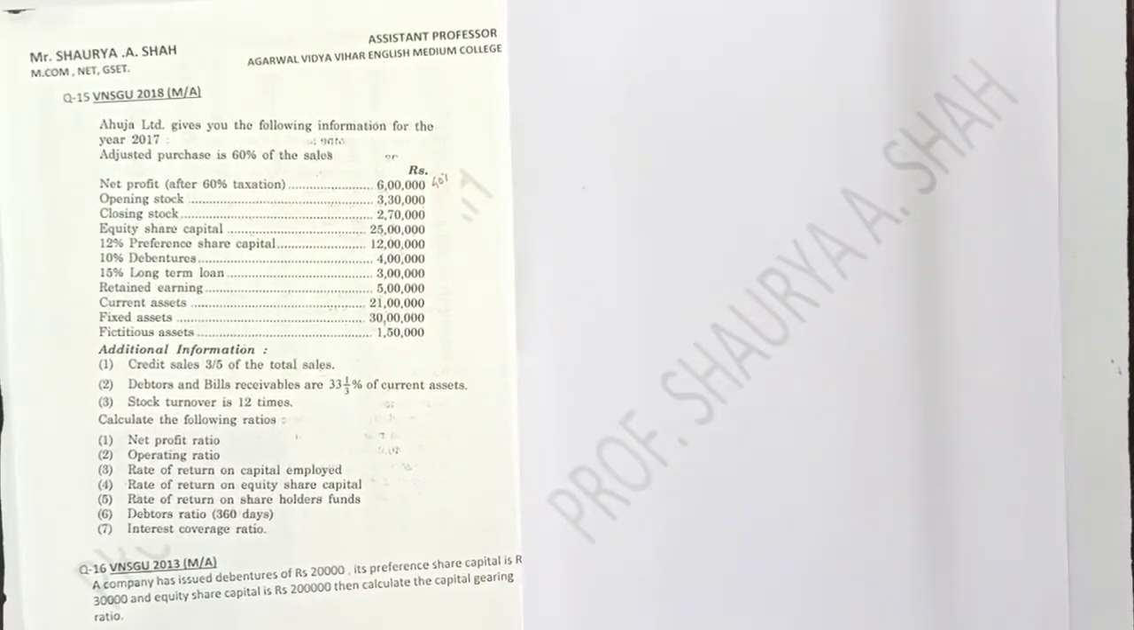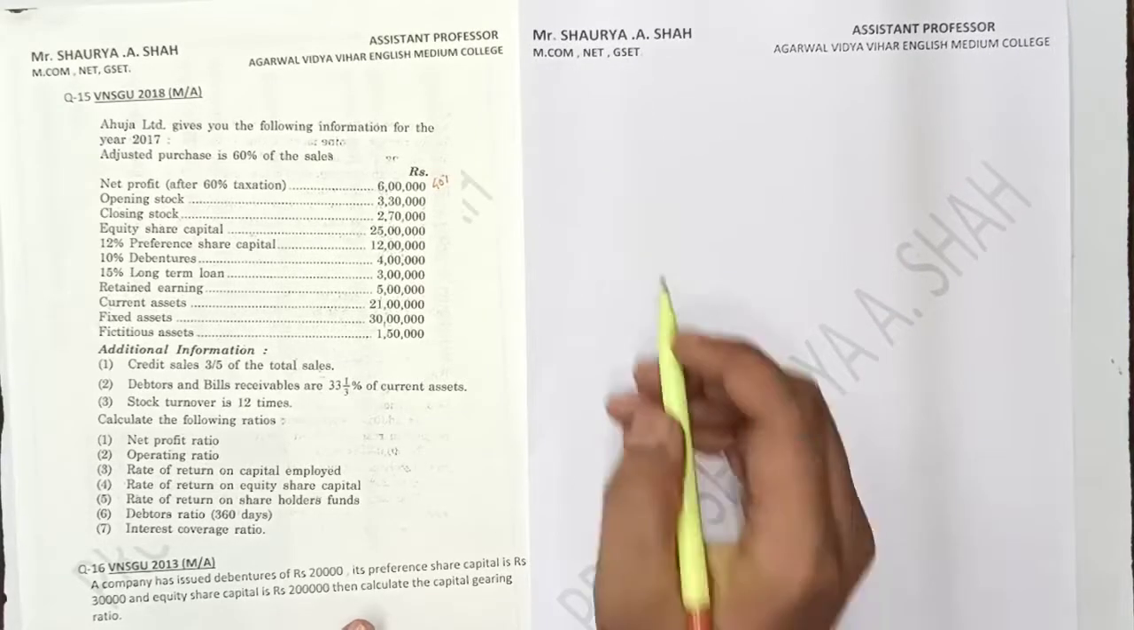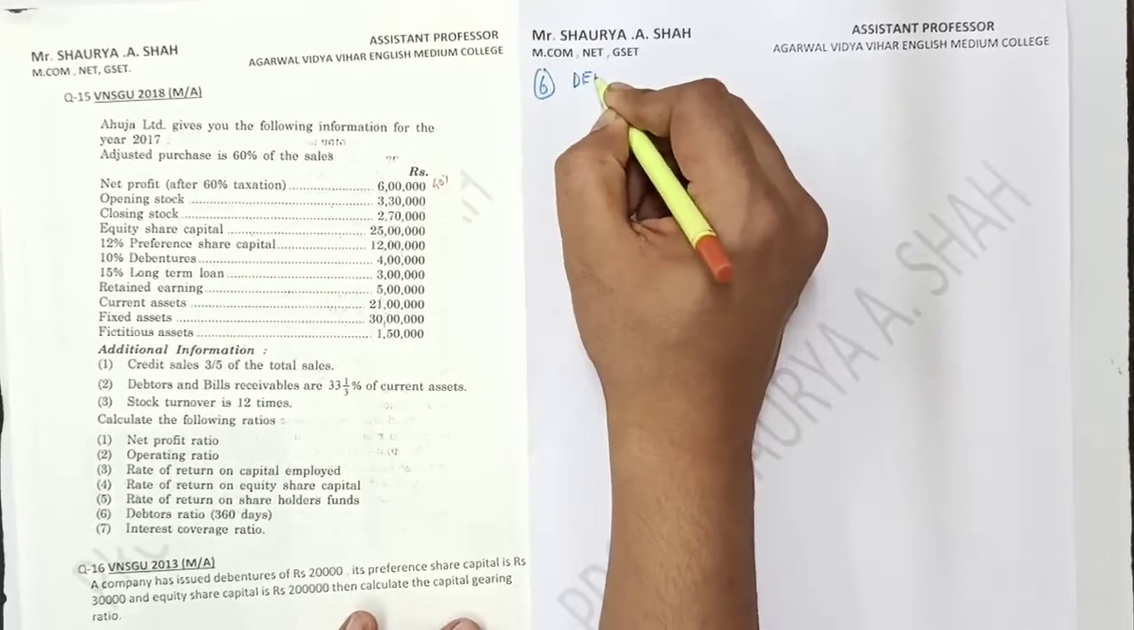That is your debtors ratio is asked. Fine, debtors ratio, again we had in the beginning found out the debtors plus bills receivable amount also. So I'll be writing debtors ratio.